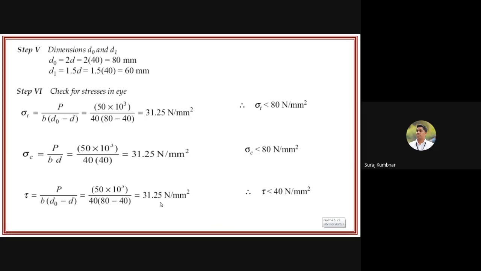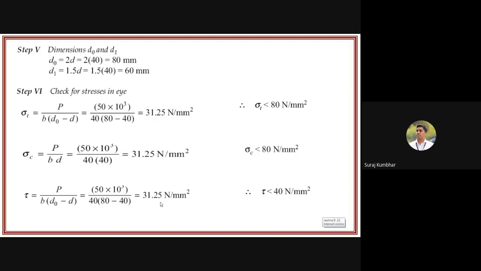Now the shear stress value, permissible, is 40 Newton. So here it is 31.25. So again, it is less than the permissible stress value. So all these stress values are less than the permissible stress values. So up till this, the design is safe, meaning whatever material you have selected is safe for the design purpose.